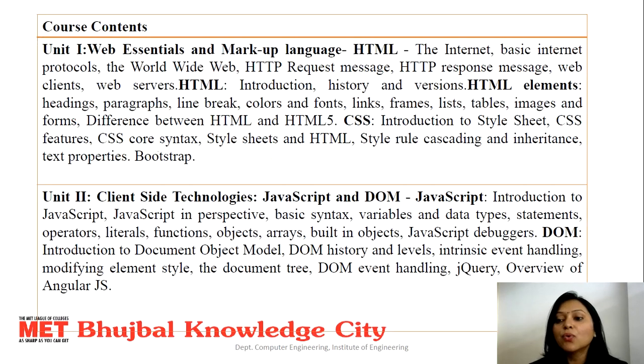Now let us take a look at the course contents of web technology. This course has 6 units. The first unit is of web essentials and markup language. In web essentials we are going to see what is the internet, basic internet protocol, the world wide web, HTTP request message, HTTP response message, web clients, web servers. Then in this unit we will see markup language like HTML.